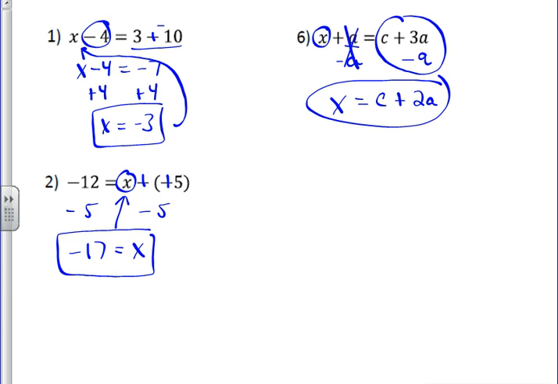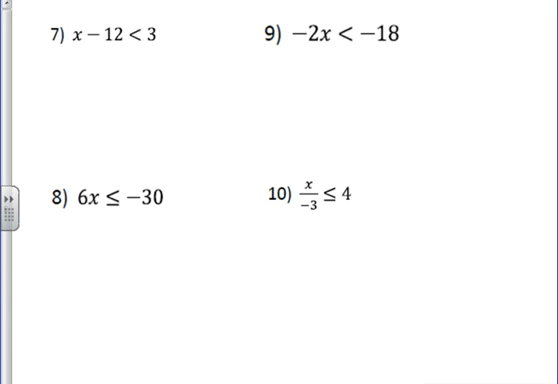The other ones are some basic inequalities. When you're doing inequalities, for the most part, you treat them just like equations. So on 7, you're going to find out that your answer is x less than 15. Remember that an inequality has a solution that's infinitely large. It's all of the numbers less than 15.